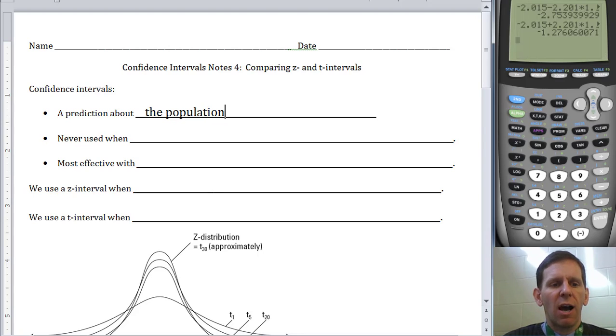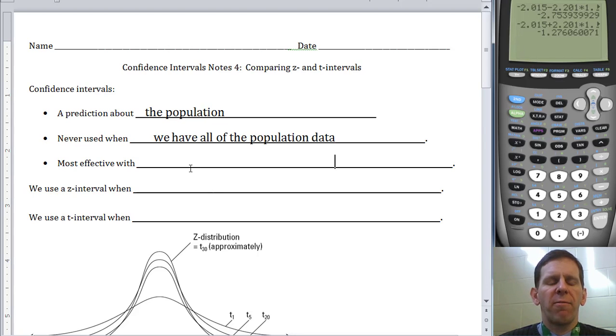We never use confidence intervals when we know all of the population data. Because the confidence interval is used to make a prediction about the population, there's no need to predict anything about the population if we have all of the data. So the point of a confidence interval is using sample data to make a prediction. If we have all the data, we don't need to make a confidence interval. It's most effective, however, when your sample size is large.